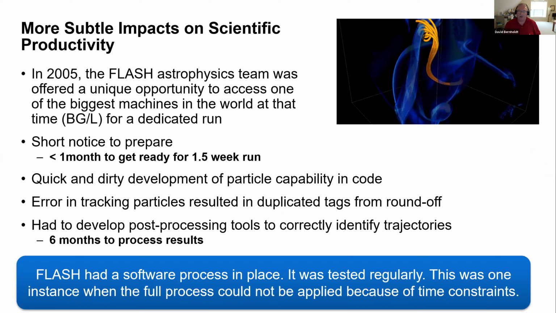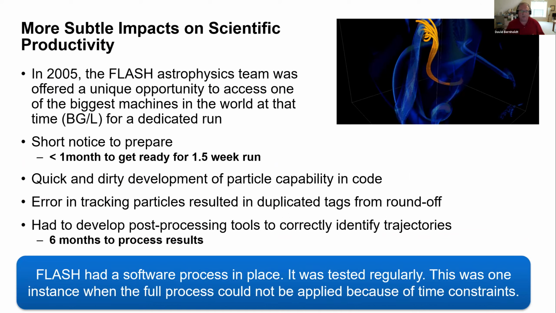There are plenty of others. Here's an example from Anshu's experience, which is a little more subtle and detailed, but maybe more realistic. It's not as high profile as the other two, but it's a real thing that we can encounter in everyday computational science and engineering, even if we're not sending a probe to Mars. In 2005, the Flash astrophysics team was offered an opportunity to access one of the fastest machines in the world at that time, a Blue Gene/L.